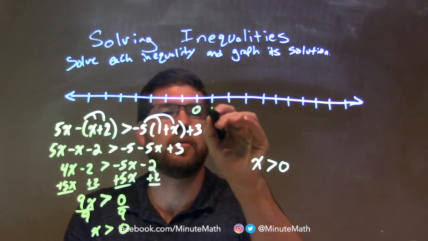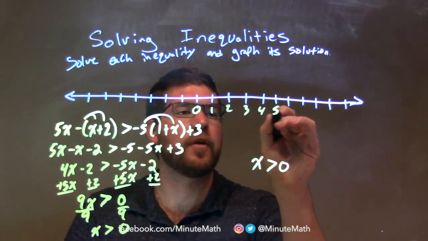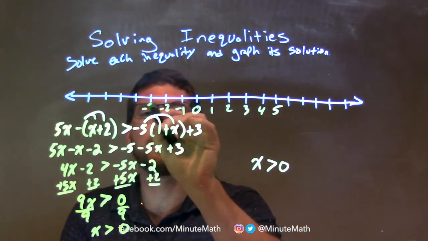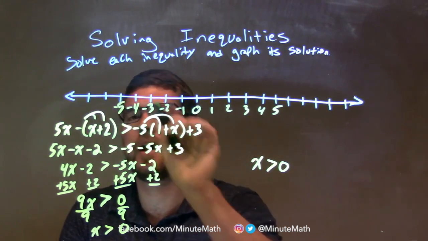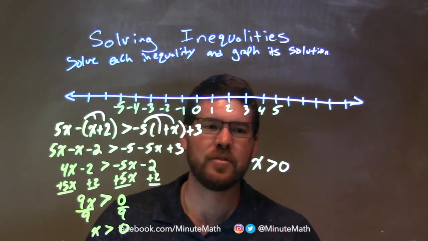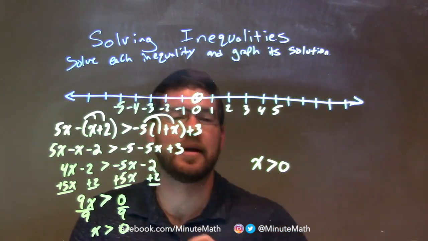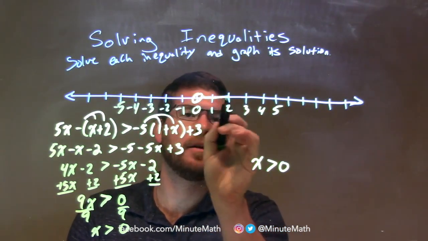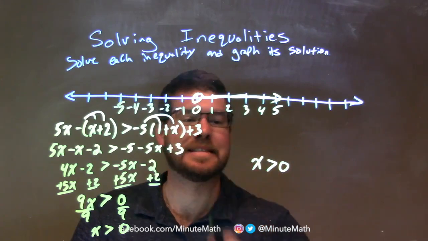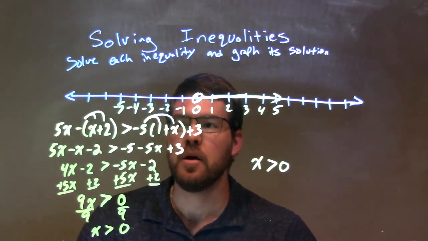We have, let's put 0, 1, 2, 3, 4, 5, and negative 1, negative 2, negative 3, negative 4, negative 5. X is greater than 0, so it's not equal to, just greater than, so we have an open circle at 0, and then we shade to the right, showing that it's the greater than 0 part. And there we have it.